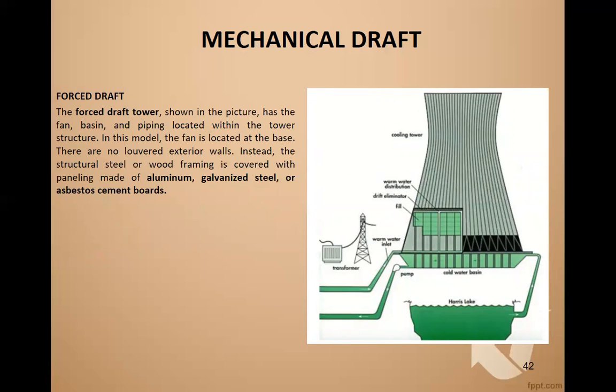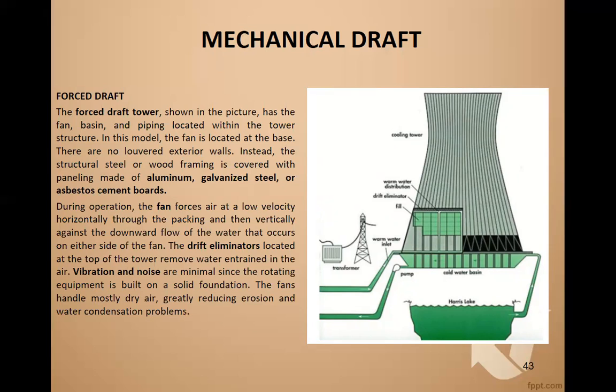Mechanical draft. Forced draft. The forced draft tower shown in the picture has the fan, basin, and piping located within the tower structure. In this model, the fan is located at the base. There is no louvered exterior wall. Instead, the structural steel or wood framing is covered with paneling made of aluminum, galvanized steel, or asbestos cement board.